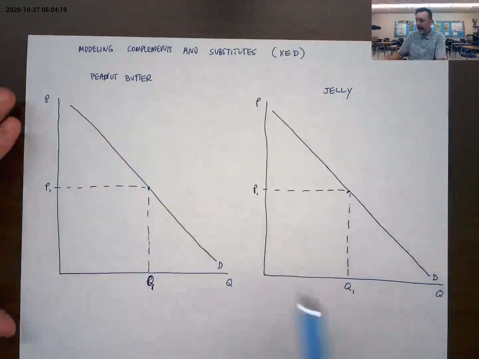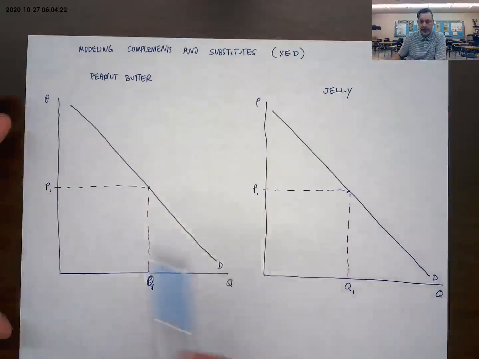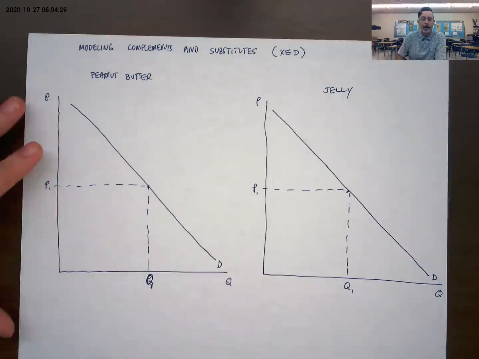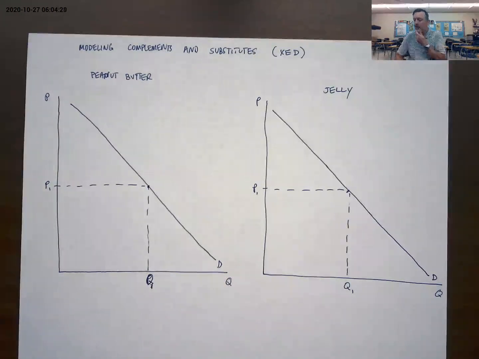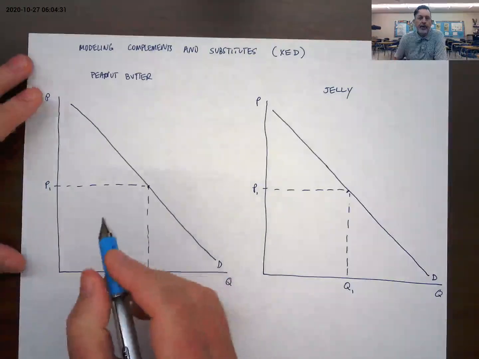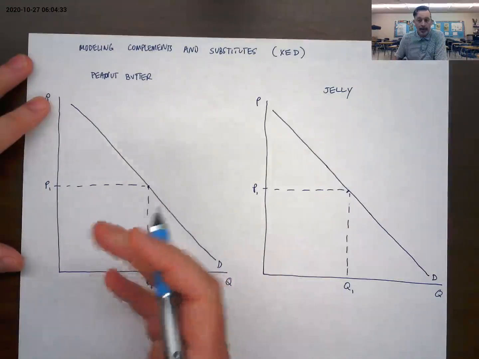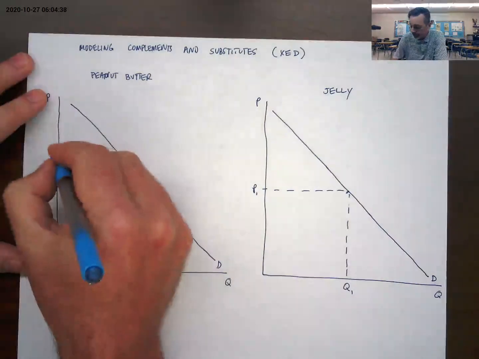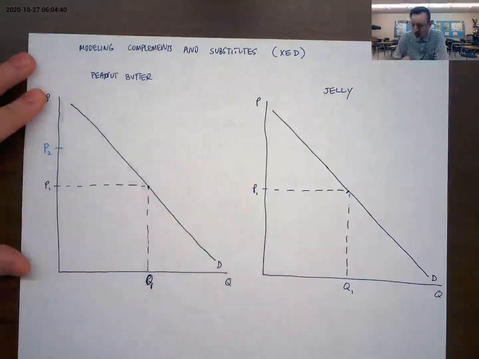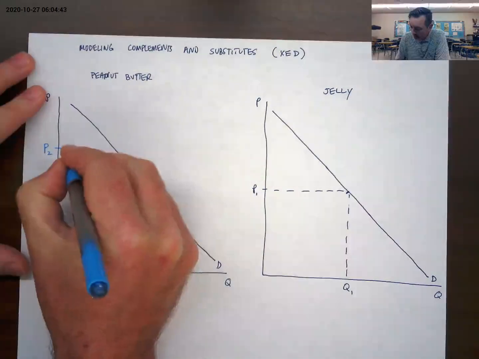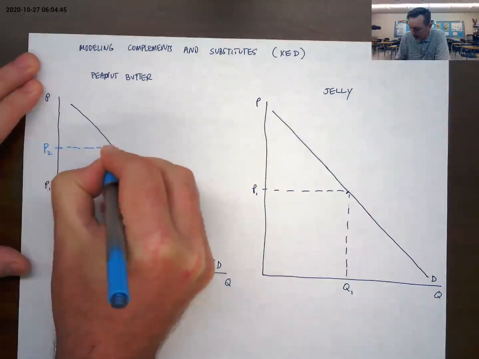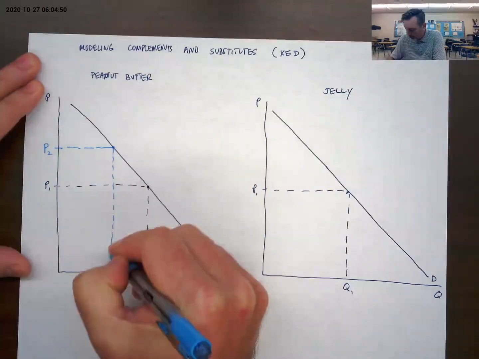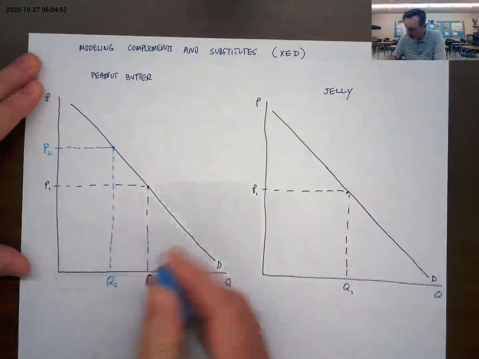So we have a ceteris paribus condition set up with a price and quantity at P1 and Q1 in each of the two marketplaces. So what we are going to show here is an increase in the price of peanut butter. That could happen for any of a number of reasons, but we're just going to show on this graph an increase to P2. And our increase in price to P2 is going to change our quantity demanded for peanut butter to Q2.